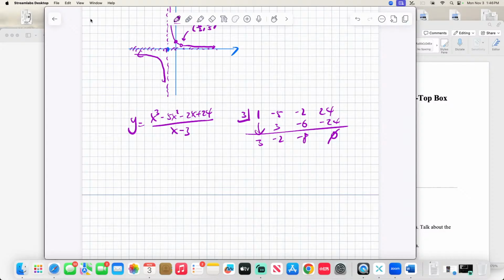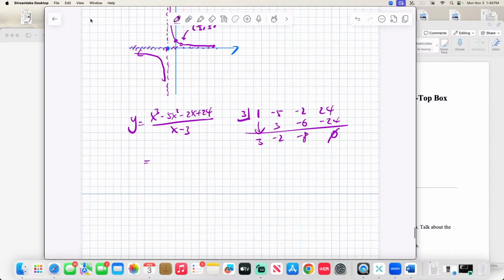Now I have this part. That means this one is equal to 3x. Wait, isn't it 1x? Yeah, 1. I'm an idiot. Okay, so this one's going to be x squared minus 2x minus 8. This is the new function, right? Now, where is the hole at? Is a hole there?